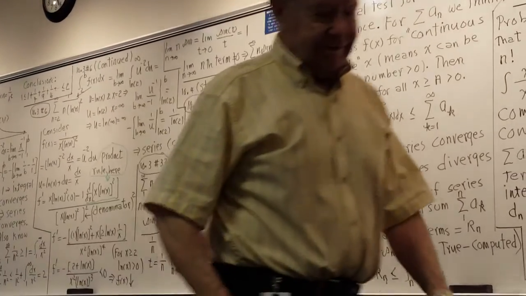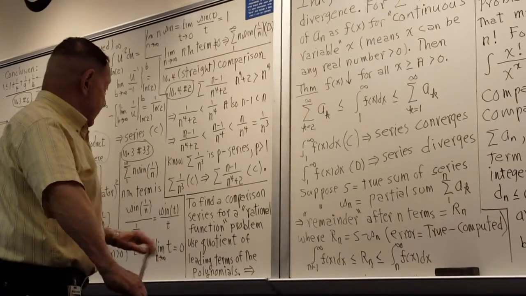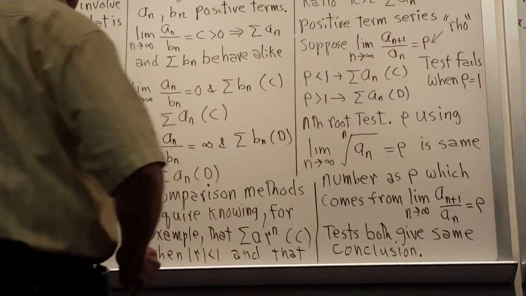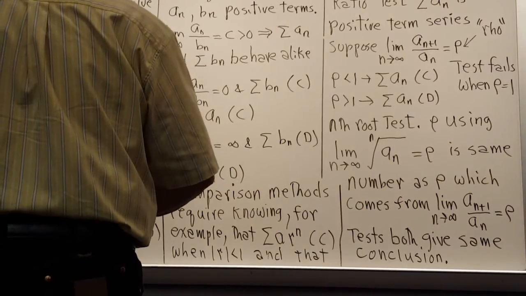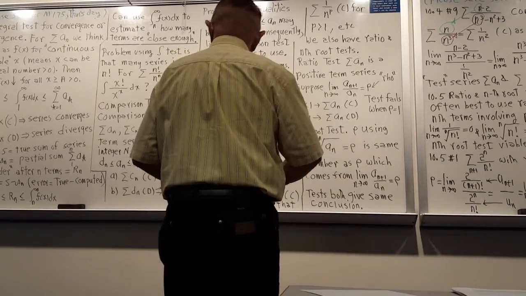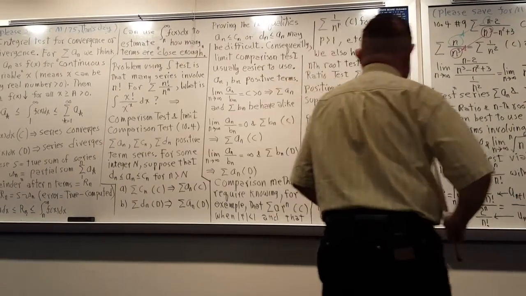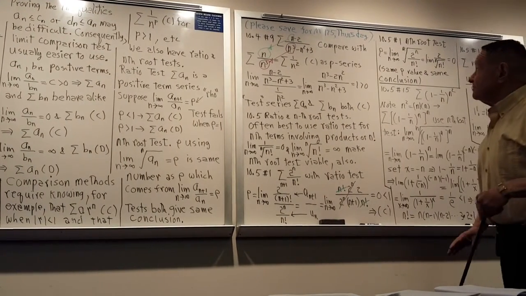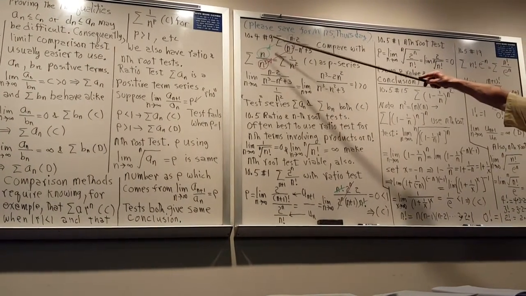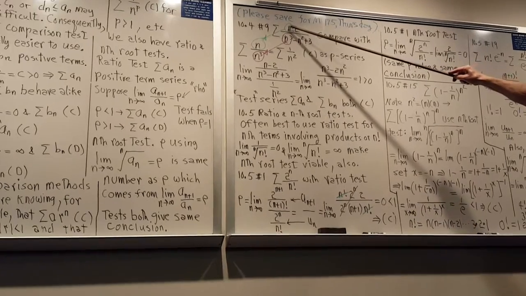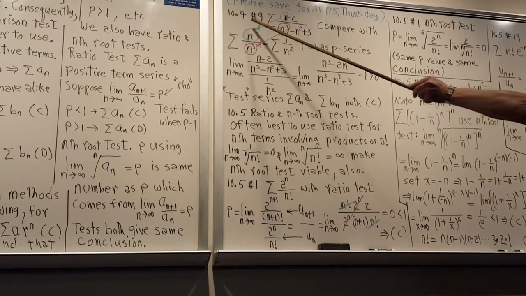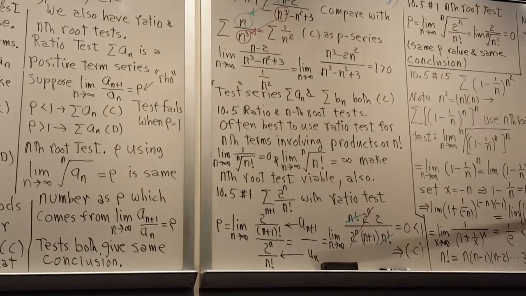Let's see where this is. Then we skip over to here. Let's see. We talked about, so take a look at this one then. This is a comparison or limit comparison test problem. This is 10.4, number 9.